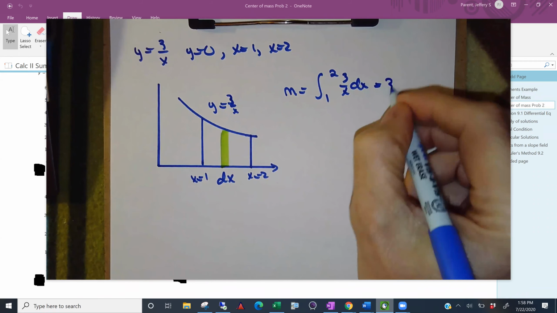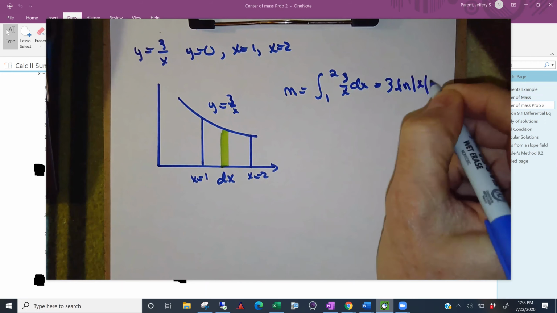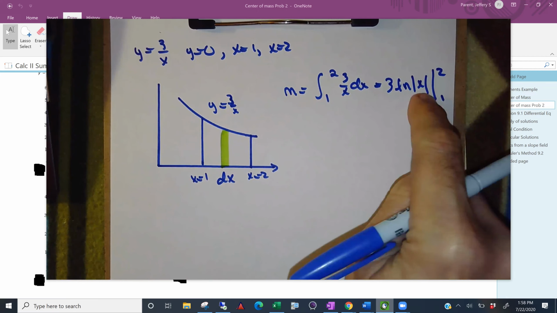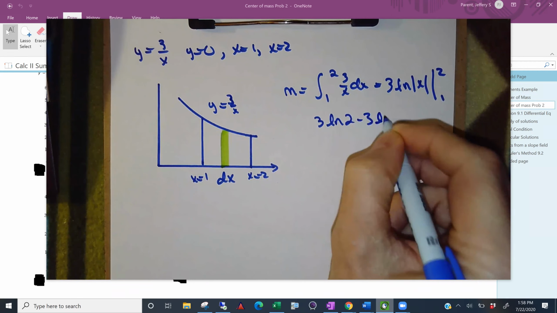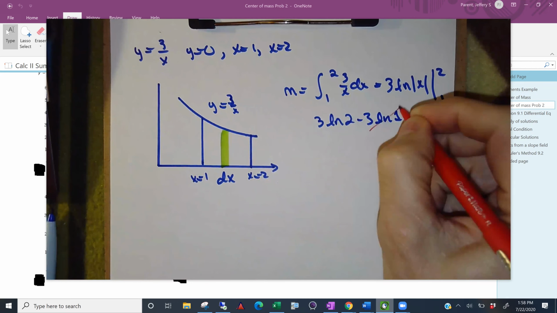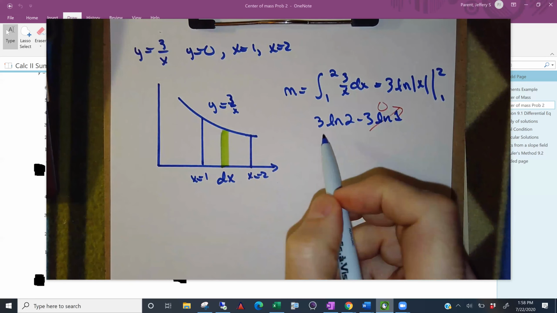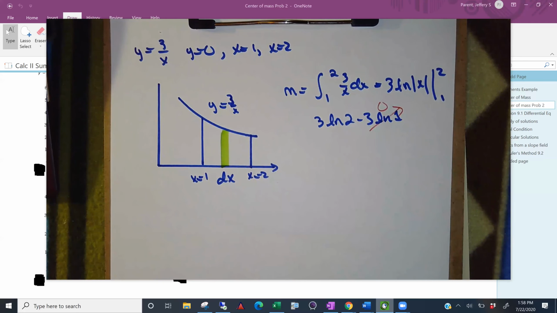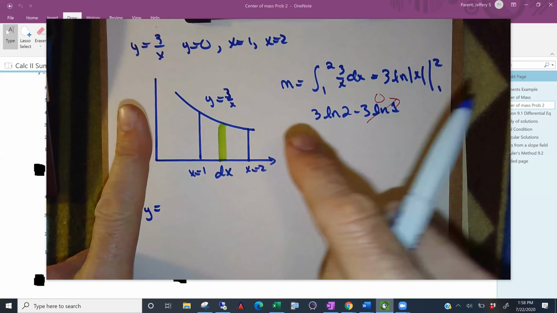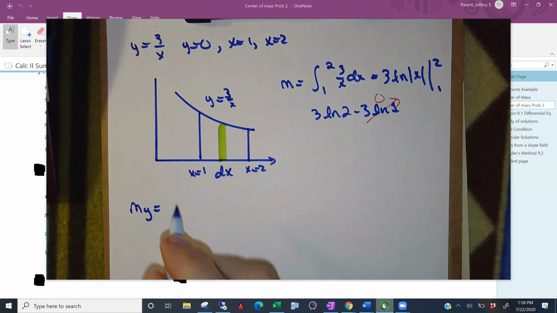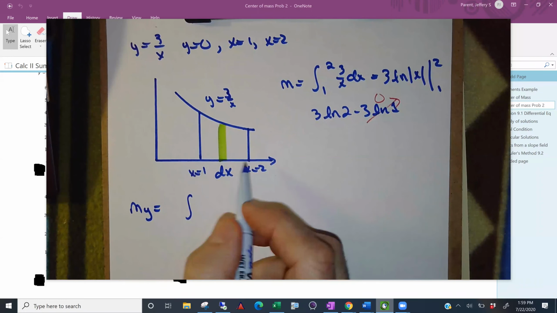That's going to be 3 times the natural log of x between 1 and 2. I don't really need the absolute values because these values are already positive. So it's going to be 3 ln 2 minus 3 ln 1. And the nice thing for us is that that's 0. So the mass overall is just 3 ln 2. Cool. Now there's a couple other things we need to find, the first of which would be m sub x or m sub y. So let's start with m sub y. That's going to be the tendency to want to rotate around the y-axis. So that's going to be an integral from 1 to 2.